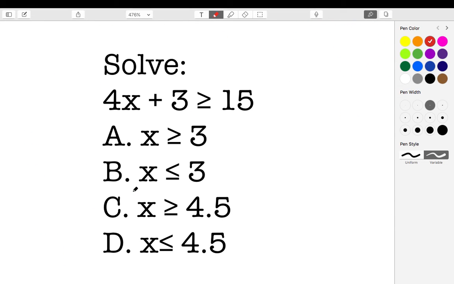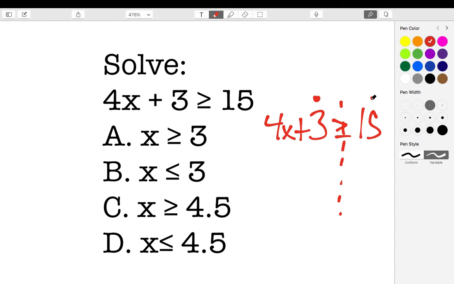I guess this can be the next one. 4x plus 3 is greater than or equal to 15. So let's write that out. 4x plus 3 greater than or equal to 15. Jesse James, first step. Draw your line. Landon, what do you do next? You identify. Identify like terms.